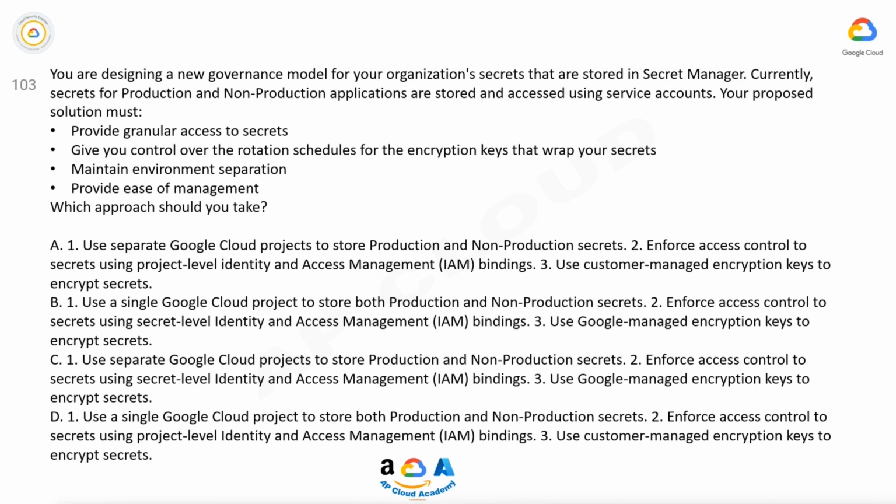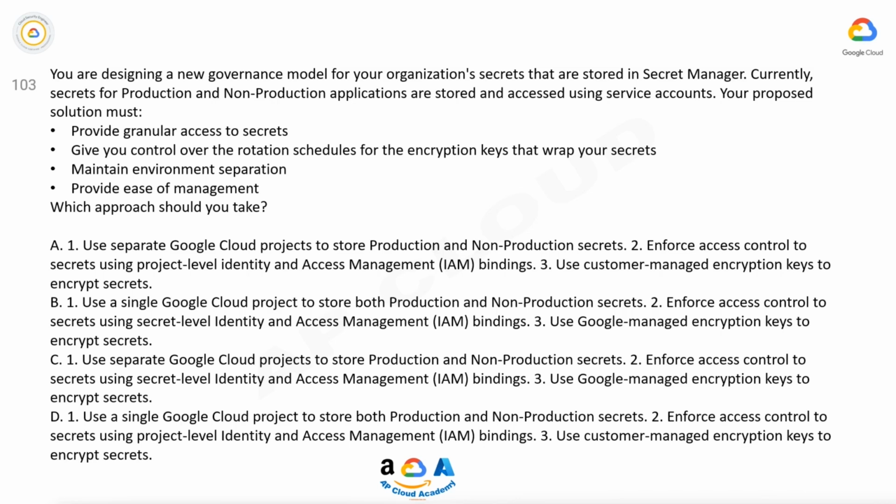A. 1. Use separate Google Cloud projects to store production and non-production secrets. 2. Enforce access control to secrets using project-level Identity and Access Management (IAM) bindings. 3. Use customer-managed encryption keys to encrypt secrets. B. 1. Use a single Google Cloud project to store both production and non-production secrets. 2. Enforce access control to secrets using secret-level IAM bindings. 3. Use Google-managed encryption keys to encrypt secrets.